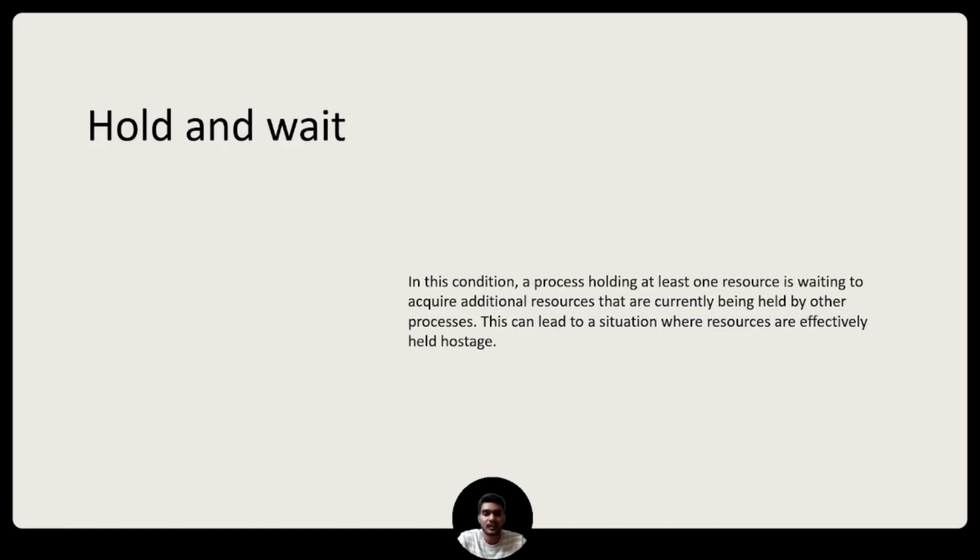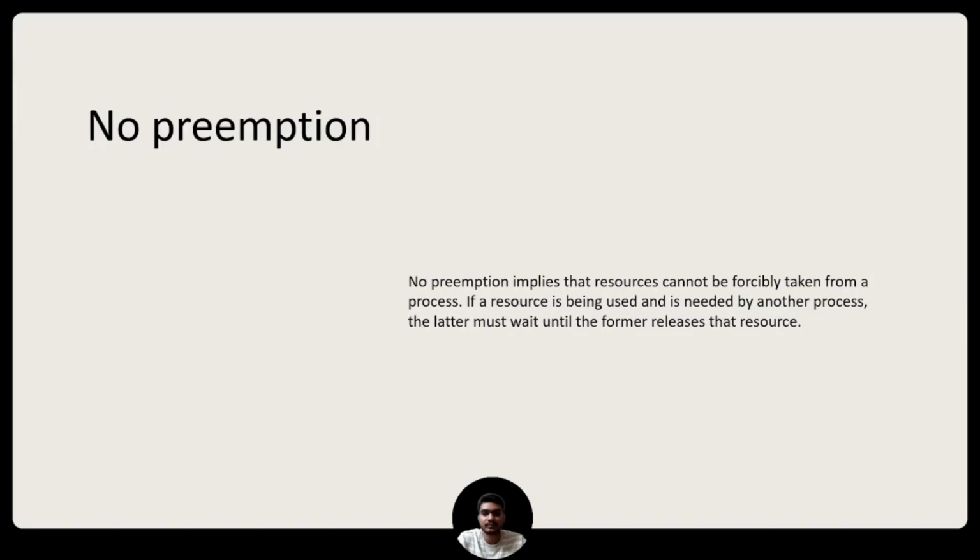Hold and wait. In this condition, a process holding at least one resource is waiting to acquire additional resources that are currently being held by other processes. This can lead to a situation where resources are effectively held hostage.